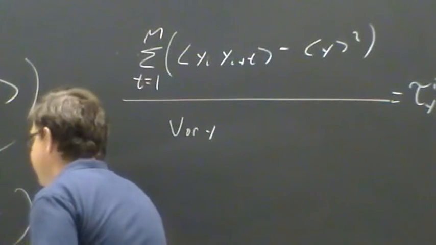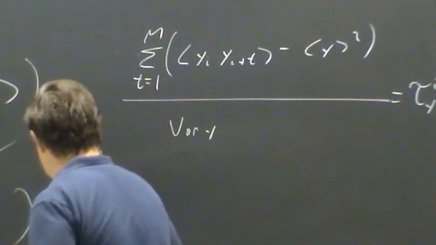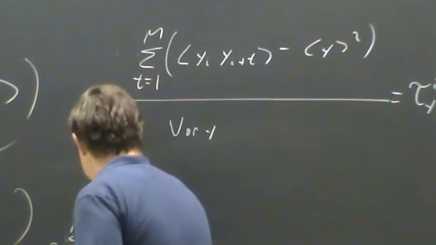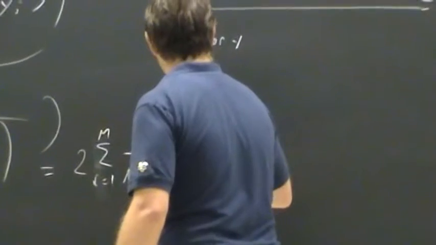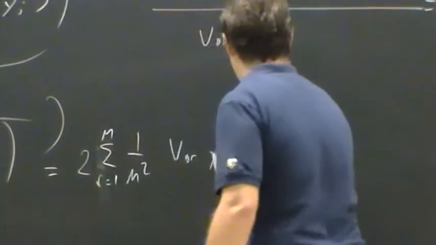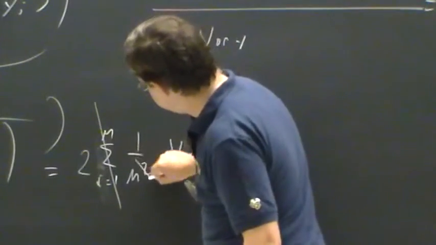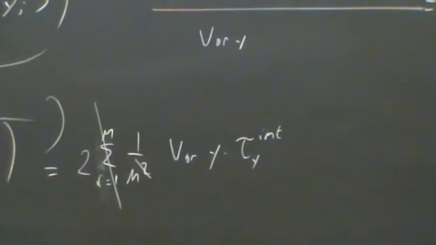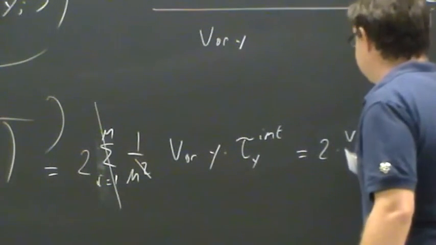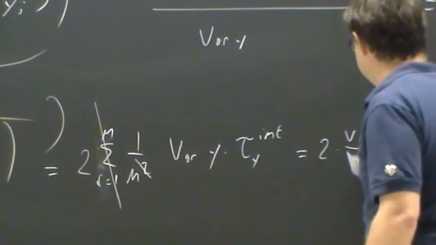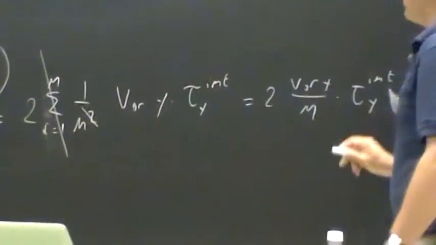When I plug this back in here, then this is 2 times the sum over i equal 1 to m, and I have a 1 over m squared, and I have the variance of y multiplied by this tau y integrated. The sum goes away with the square here. So I get this extra term, 2 times the variance of y divided by m times tau integrated for the quantity y.